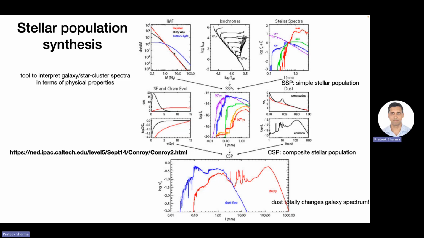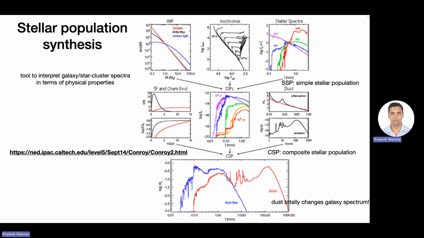Once you have the IMF, this HR diagram. How much time does a star of a given mass stay on the main sequence? How does it evolve off it, and so on. This is that physics, stellar evolution physics. This is the HR diagram. These are something called isochrones, right? The locus of equal age.